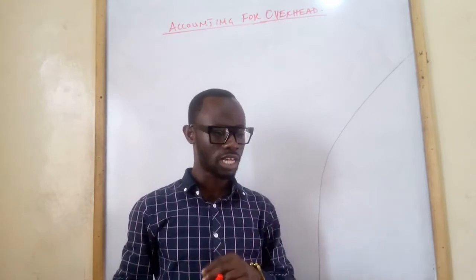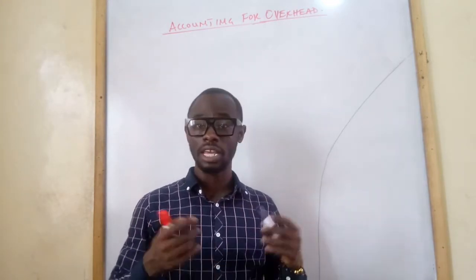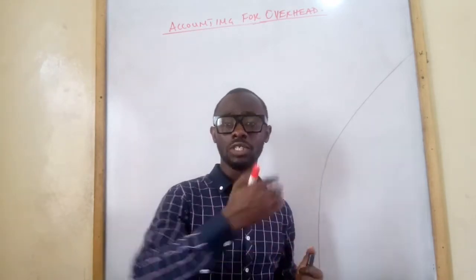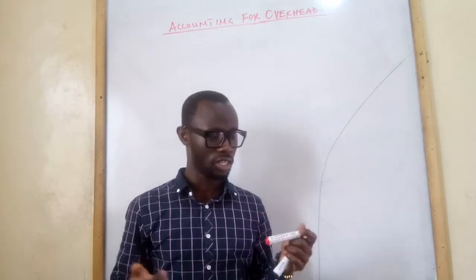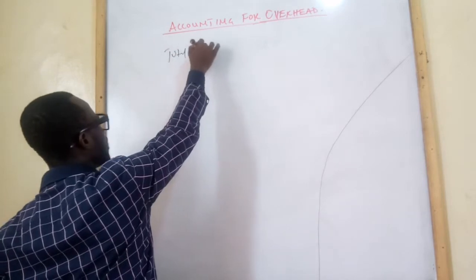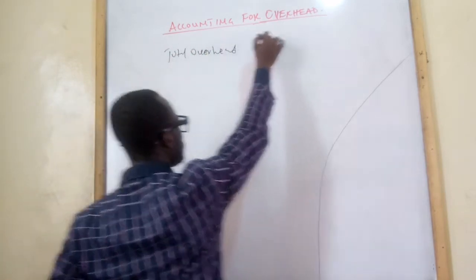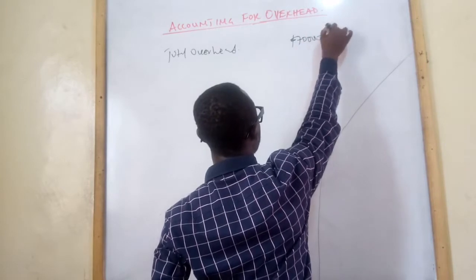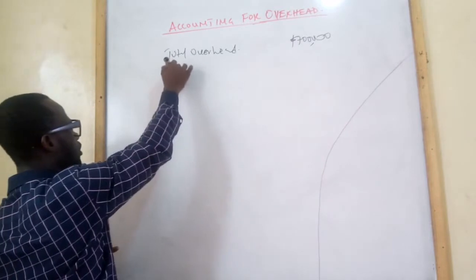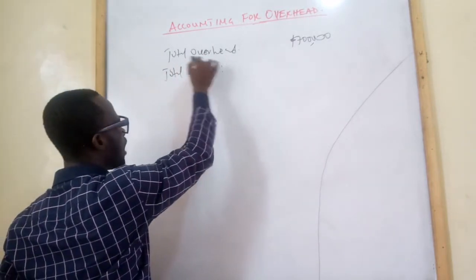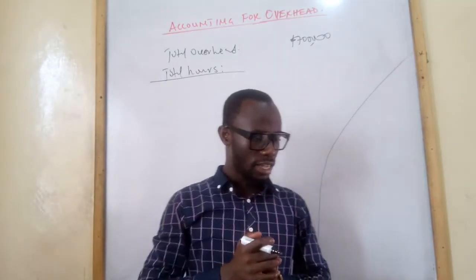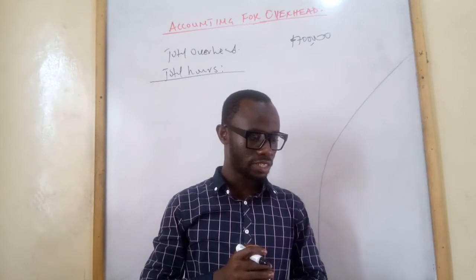The examiner has told us that overhead is absorbed based on what? Labor hour basis. So it will be dependent on the total labor hours that has been used by each of these departments in the organization. So let's see how that goes. We are told that the total factory overheads is $700,000 in the question. Then we need to get a total labor hours that is used in the organization so that we can get the overhead absorption rate.